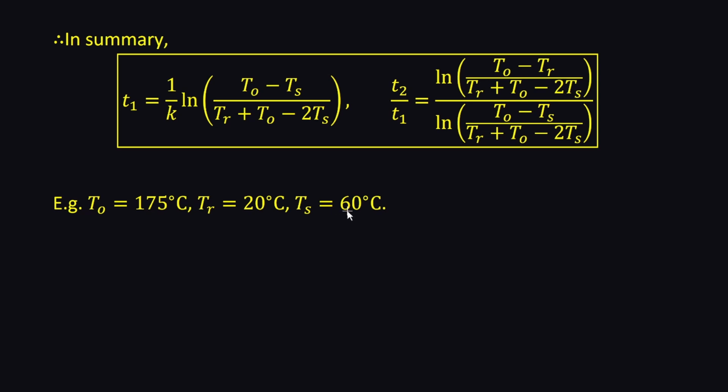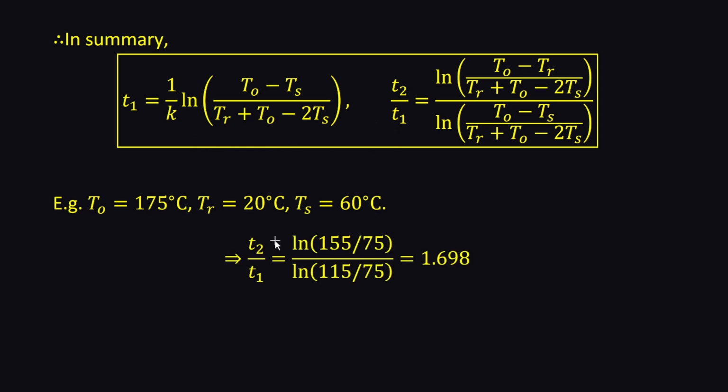From these three temperatures, we can evaluate t2 over t1, which does not depend on the heat conduction constant k, and it turns out that t2 over t1 is 1.698. That means the second time duration, that is from the instant t1 to the instant t2, is roughly 70% of the length of the first duration, that is from 0 to t1. To find t1 itself, however, we would need to estimate the number k.